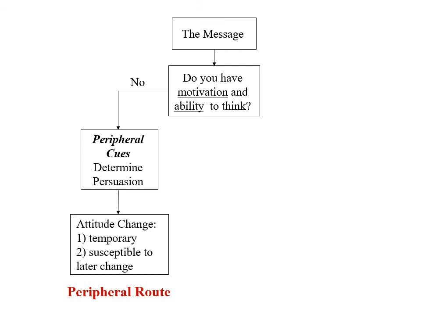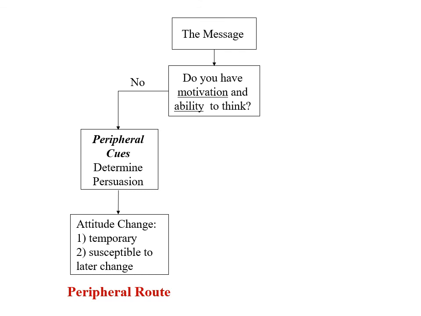So when you're on the peripheral route, and it's those cues that are determining persuasion, then the attitude change it produces is going to be more temporary, so it's more likely to change the next time someone tries to persuade you the other direction. It's also not going to be very persistent over time. It's susceptible to later change. It's less predictive of behavior. So you're still getting persuaded on the peripheral route. It just has these consequences. It's not as long lasting.